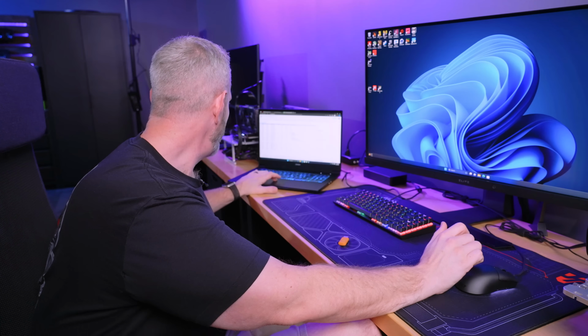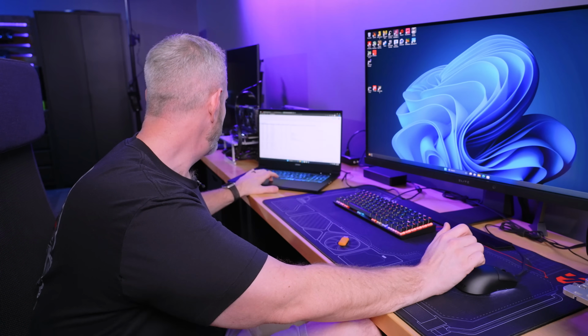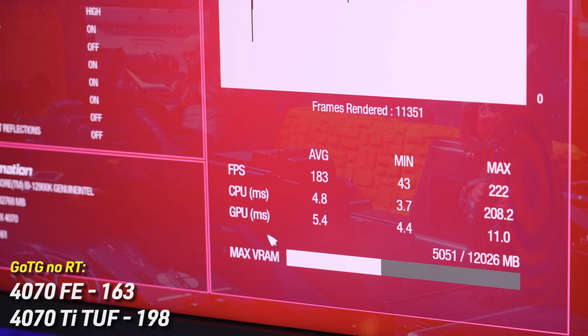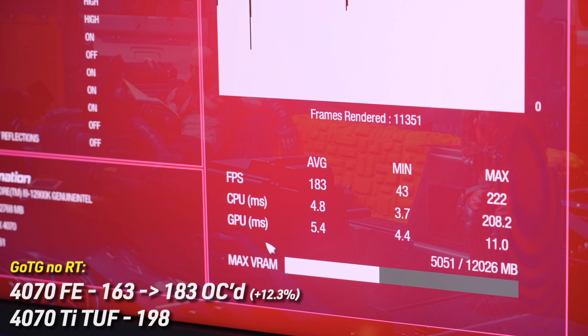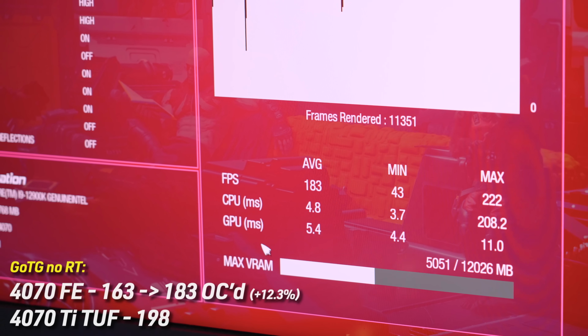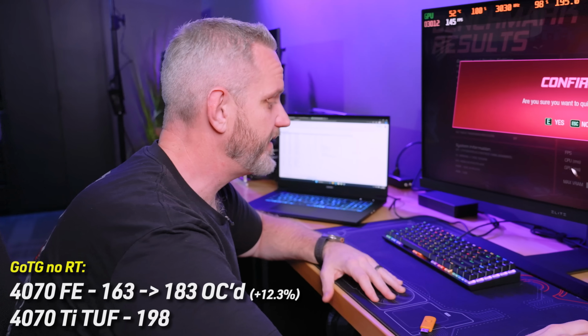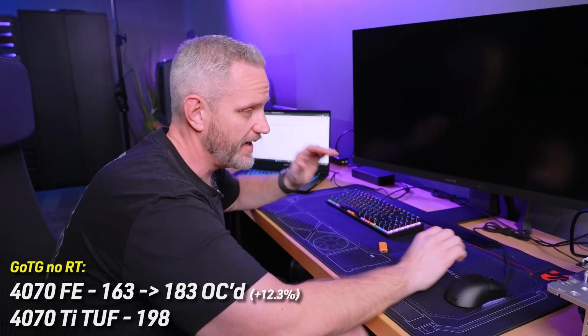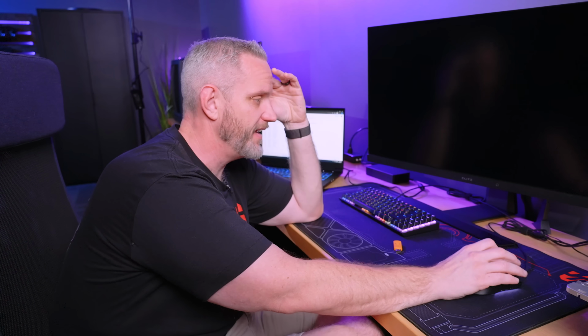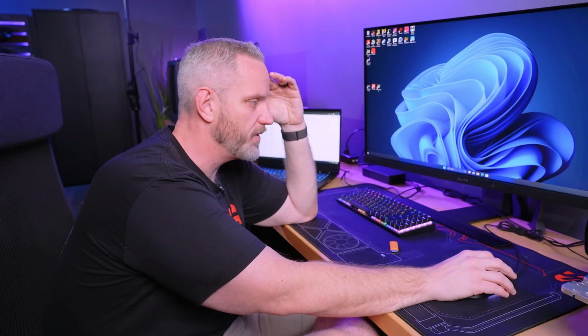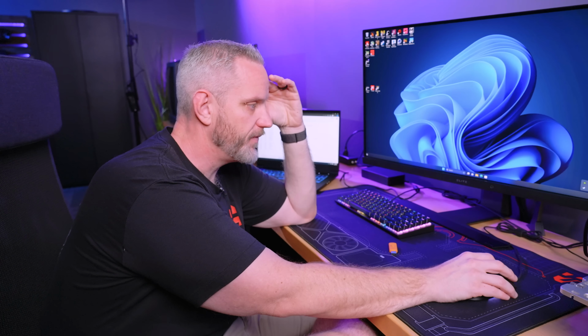All right, we'll just go ahead and do Guardians of the Galaxy now. It's a whole different engine. So we definitely jumped up from 163 to 183. However, it still doesn't come close to the 204 that the 4070 Ti has. So let's talk about this real quick. I think this might shed a little bit of light, again, as to why us reviewers are just not that receptive of the 4070 card.